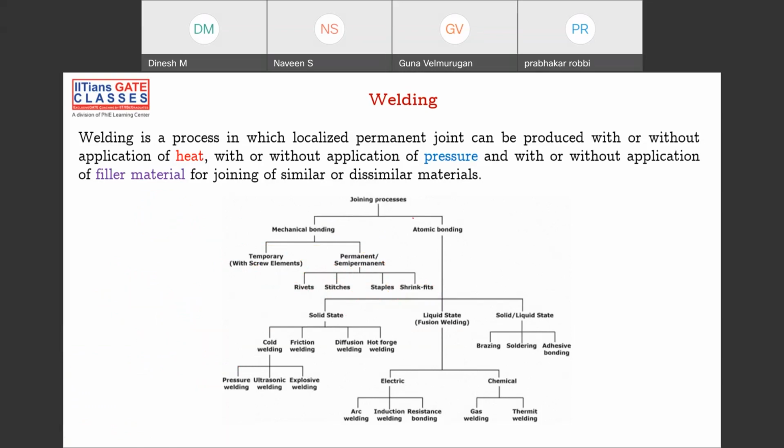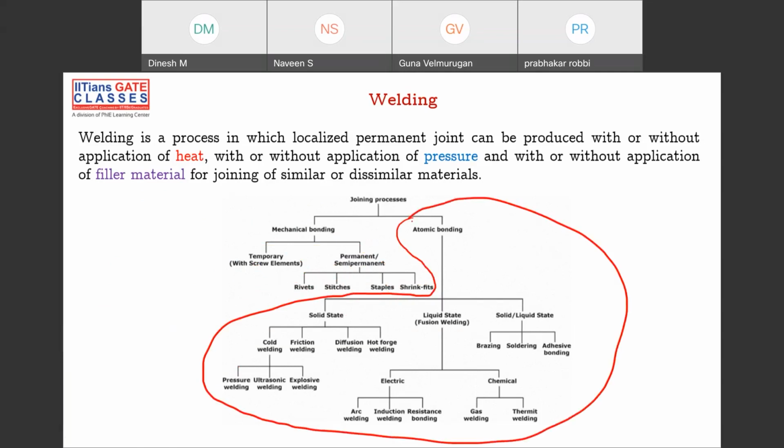Fine, that is everything there. Now this is where our interest is. That is the atomic bonding. This is very important, and this is what we are going to read. Okay, so it's atomic bonding. In the sense, the bonding is occurring atom by atom, at the atomic level, right?